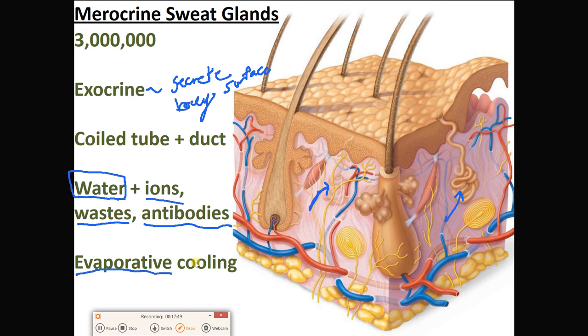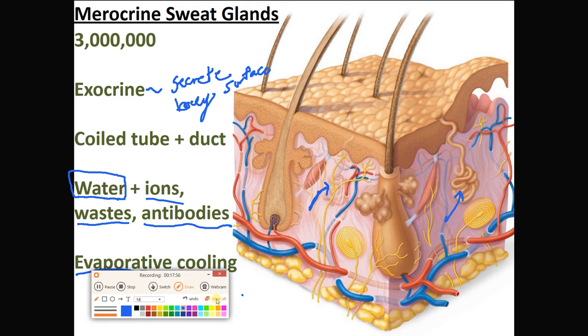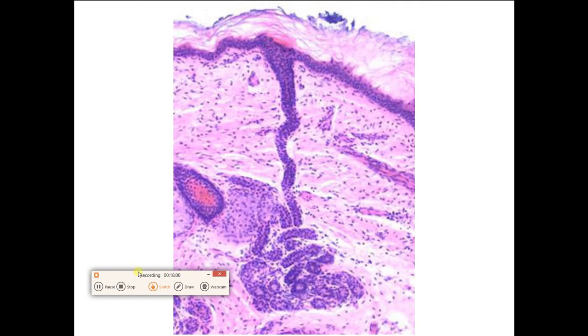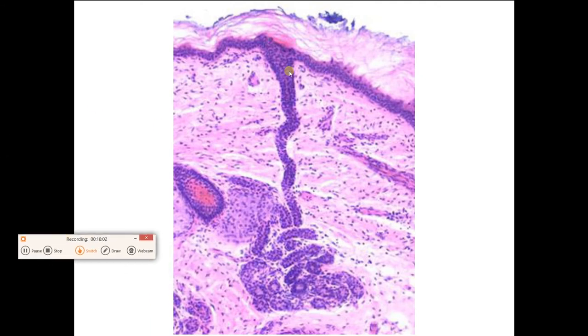Okay, fantastic. Let's keep on going. You guys are doing awesome, I hope. Ooh, here's a beautiful histology of a sweat gland. Look at that. You can see the duct and the coiledness of the tube. So much of the sweat gland is deep into the reticular dermis. The duct goes up, up, up through the papillary dermis, and then it's going to open up at the epidermis. Pretty neat.